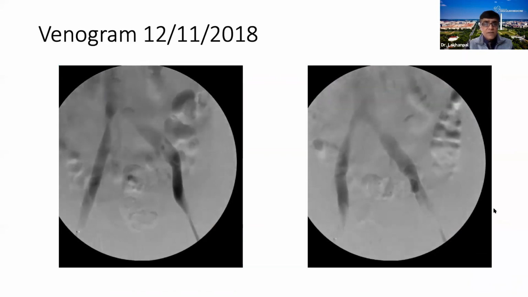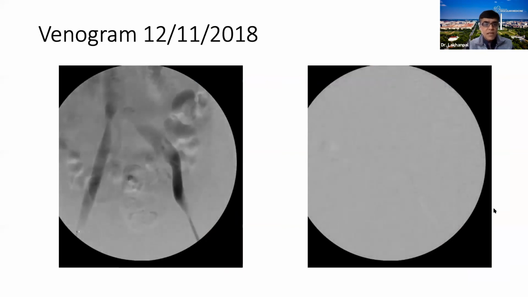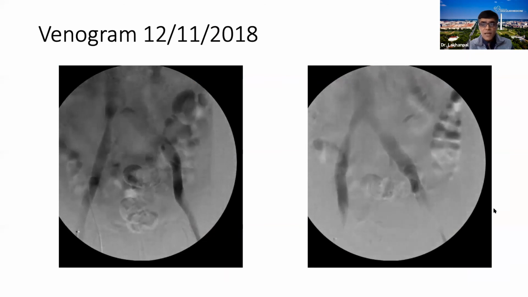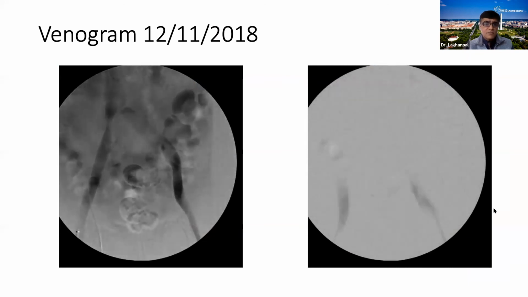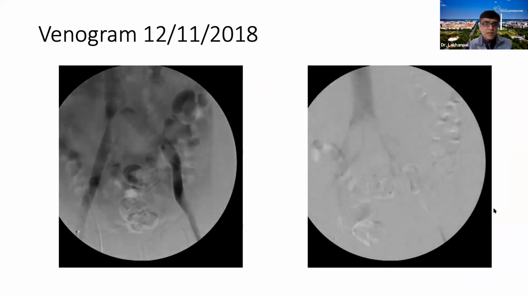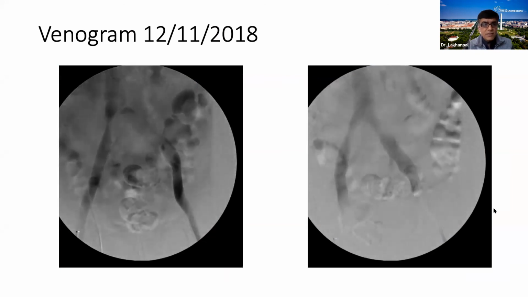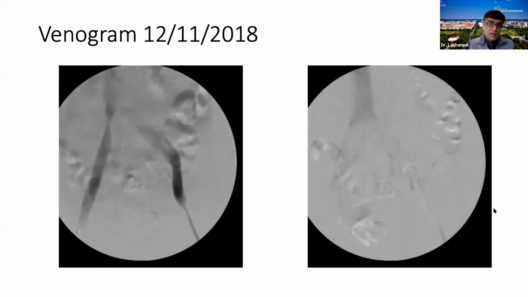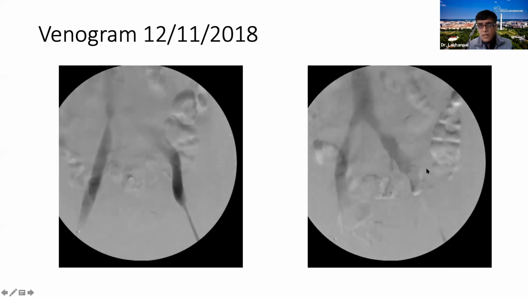So the patient underwent a venogram. This was done in December 2018. That's the AP view on the left and the angulated view, RAO 30 on the right. You can see there's some venographic appearance of compression on the proximal right common iliac vein. On the left side, can't really see very well. There's a lot of bowel gas, but he does have some reflux on the hypogastric vein here bilaterally.